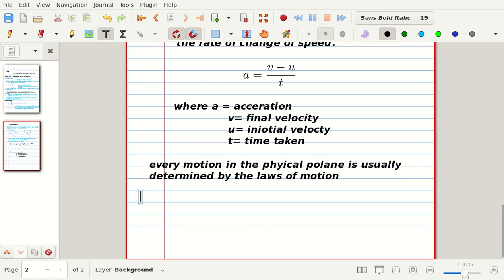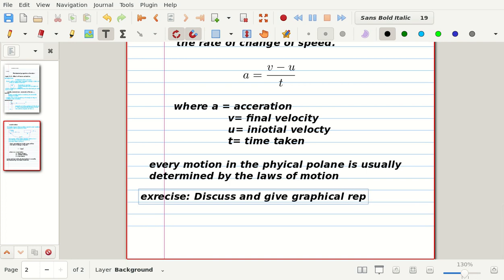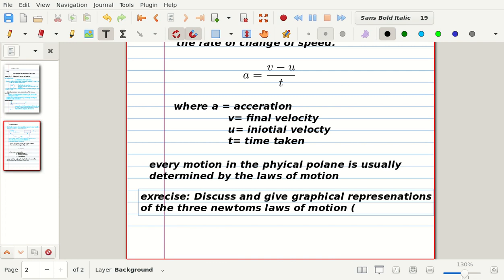So what will be the exercise? The exercise will be to discuss and give graphical representations of Newton's three laws of motion. Your discussion will equate to 20 marks. I think that is it.